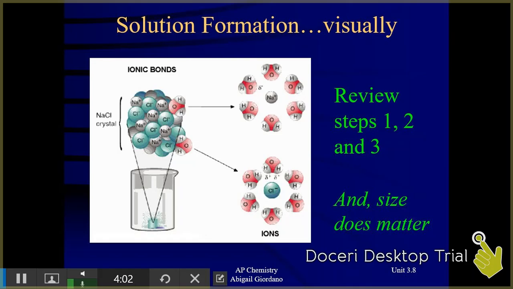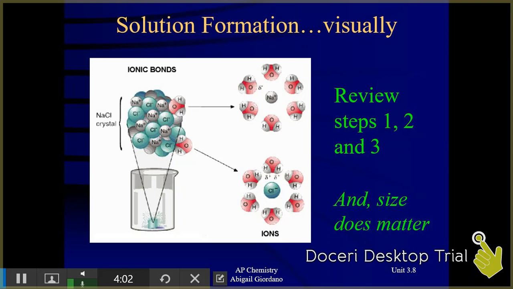And it's really important that you understand what this drawing represents, because sometimes you will have questions on the AP exam in free response where they ask you to draw something just like this. They're going to want to see the charges on the ions, okay, the solute particles. They're going to want to see multiple water molecules, excuse me.